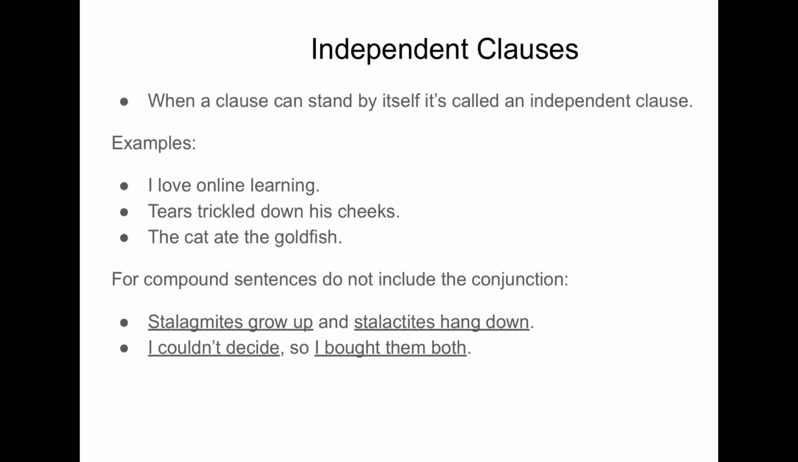When a clause can stand by itself and make complete sense as a sentence, it's called an independent clause. I love online learning. Tears trickled down his cheeks. The cat ate the goldfish. All of these are independent clauses, standalone sentences.